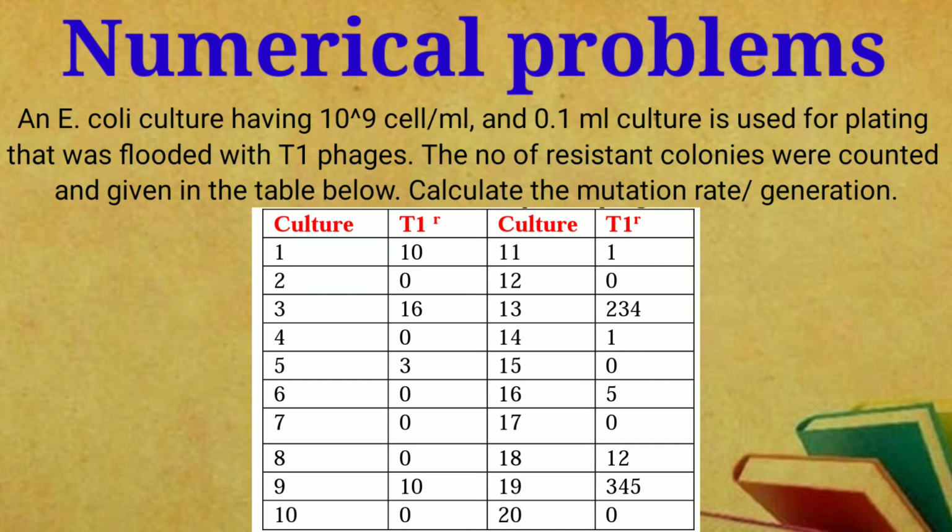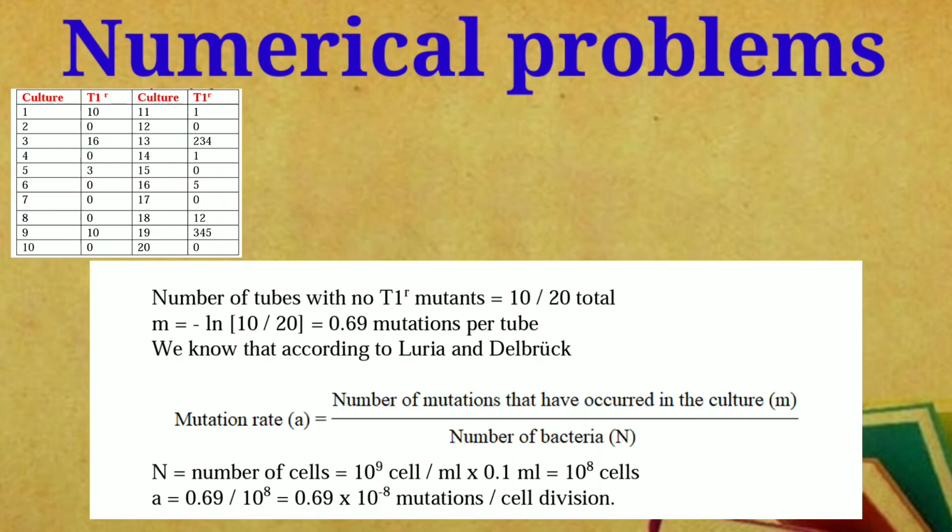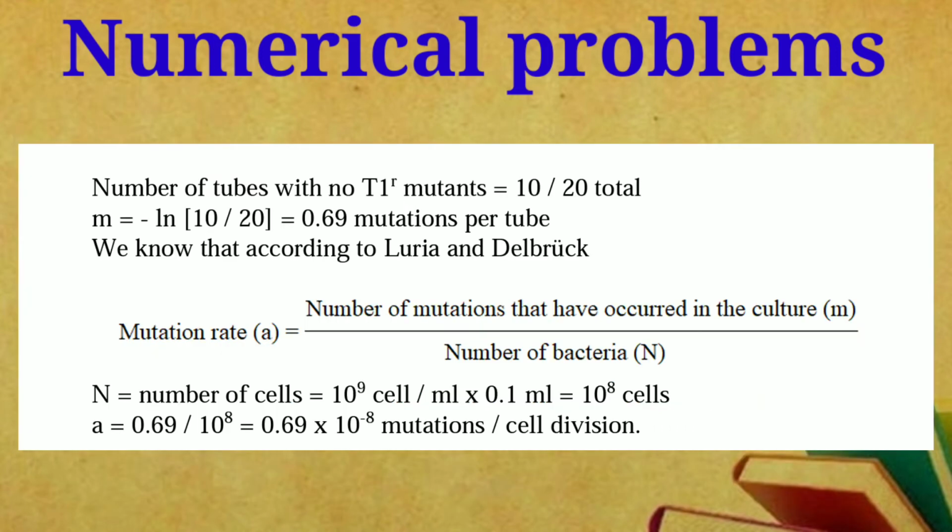In this example, the number of T1 resistant colonies are given in different experiments. You have to calculate the mutation rate per generation. Out of 20, only 10 tubes contain 0 mutation. So m is equal to 0.69 mutations per tube.